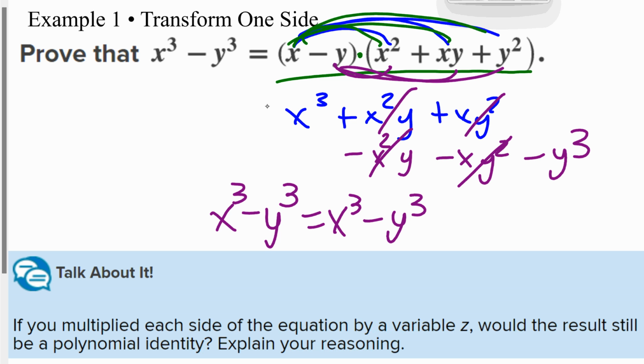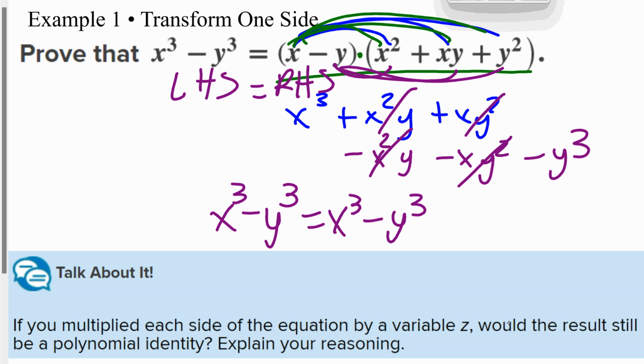So basically you're trying to prove that the left-hand side equals the right-hand side by starting with the more complicated side and then simplifying it. So it's not adding or subtracting to both sides, it's not dividing or subtracting on both sides, it's reworking one side using algebra.